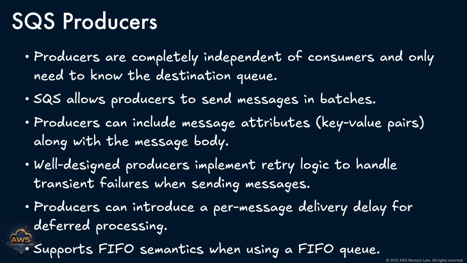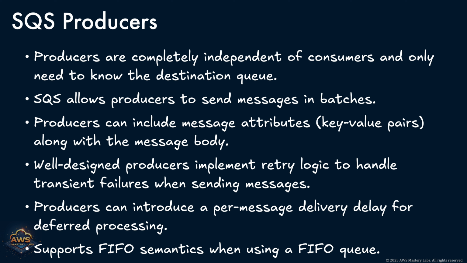To optimize performance and reduce costs, SQS allows producers to send messages in batches, up to 10 messages in a single API call. Batching reduces the overhead of frequent network requests and can significantly improve throughput, especially in high-volume systems. When sending a message, producers can also attach message attributes, key value pairs that carry additional metadata alongside the main message body. Attributes can be used for things like routing decisions, prioritization, or passing contextual information to the consumers without modifying the message payload itself.